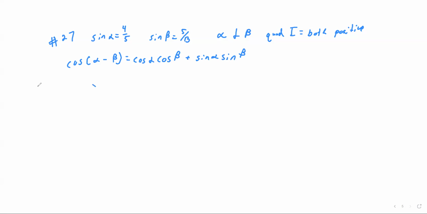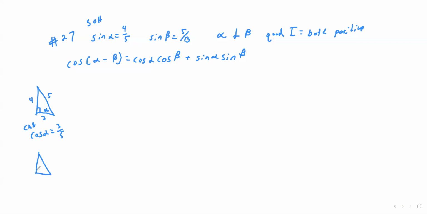So what you have to do is build some triangles. This one will be the alpha one. So this is SOHCAHTOA. Opposite is 4, hypotenuse is 5. Do the Pythagorean theorem, a squared plus b squared equals c squared, but hopefully you also realize this is just a 3, 4, 5 triangle. So 9 plus 16 gives you 25. So then that means cosine alpha, adjacent over hypotenuse, would be 3 over 5. So now I've got cosine alpha.